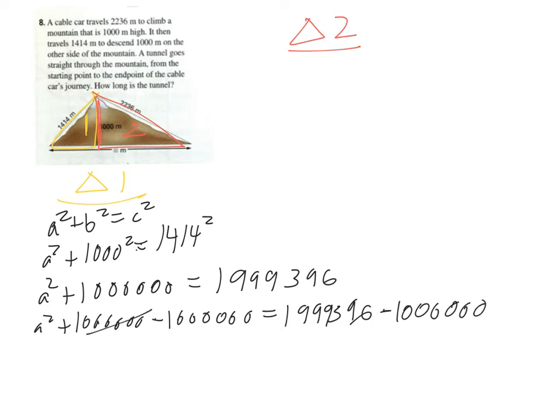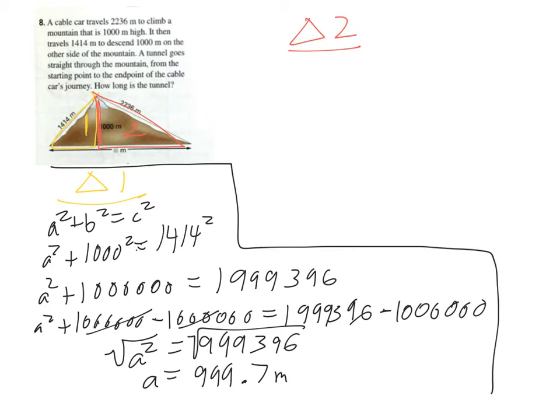So that leaves me, these cancel out. I have a squared is equal to 999,396. Next thing I need to do is a square root of each side, and I end up with the a length being 999.7 meters. So next I'm going to set up my other one.